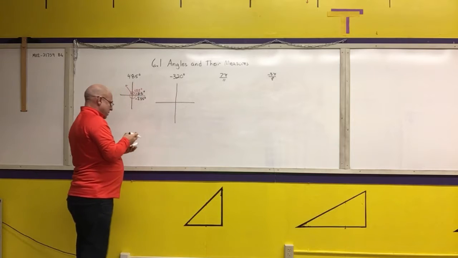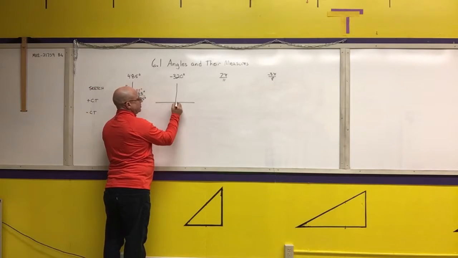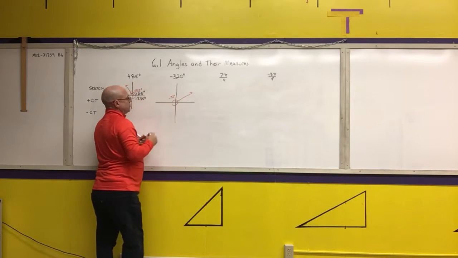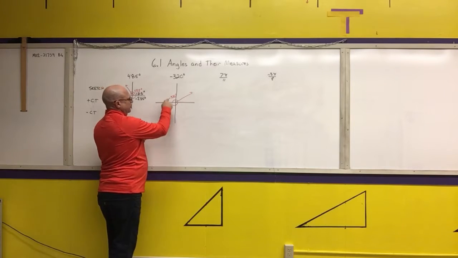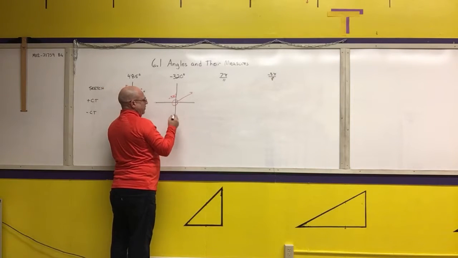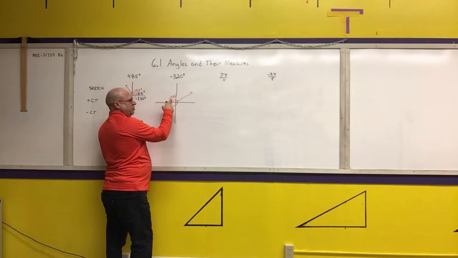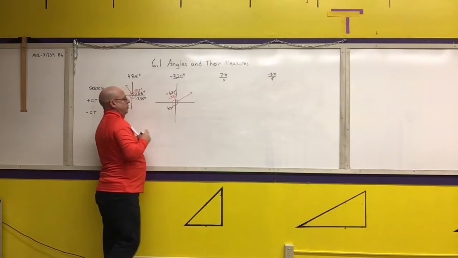Again, I need to show my rotation. This is negative, so it's clockwise. So that's 270 plus 50 more. Negative 320 degrees. I need a positive coterminal angle, so I'm going to add 360 to that and get 40 degrees. I need a negative coterminal angle, so I'm going to subtract 360 from that one and get negative 680 degrees.